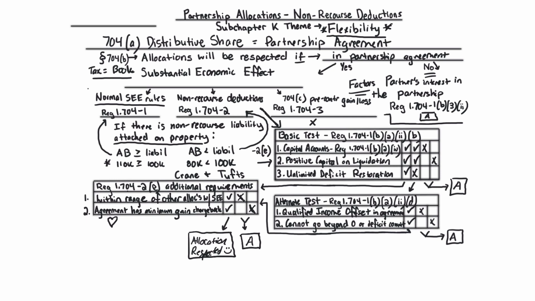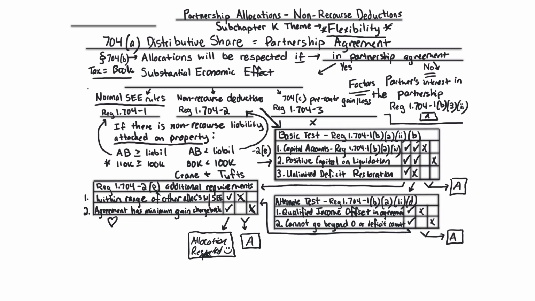Now, minimum gain chargeback is not the same as a qualified income offset. And actually, when you are in the non-recourse deduction rules, a QIO cannot be triggered. So when you are applying Reg 1.704-2, right, the adjusted basis is less than liability, yes, the QIO has to be there if you're under the alternate test. However, it's never going to be triggered if you're under those rules. If you're in Reg 1.704-1, it does. Remember, a qualified income offset only applies when there's unexpected events that occur.